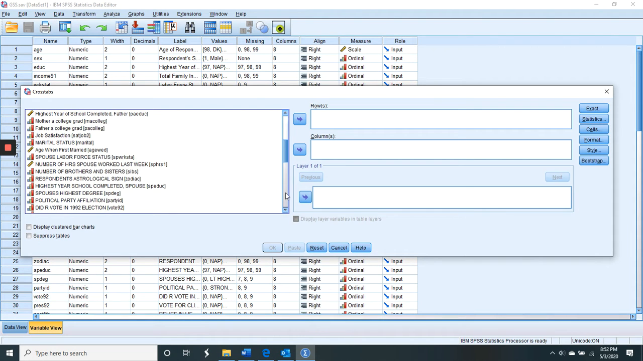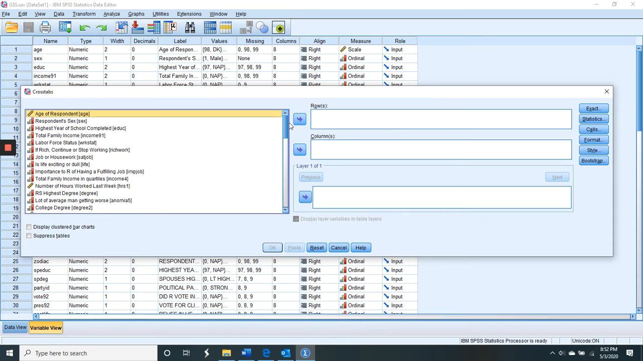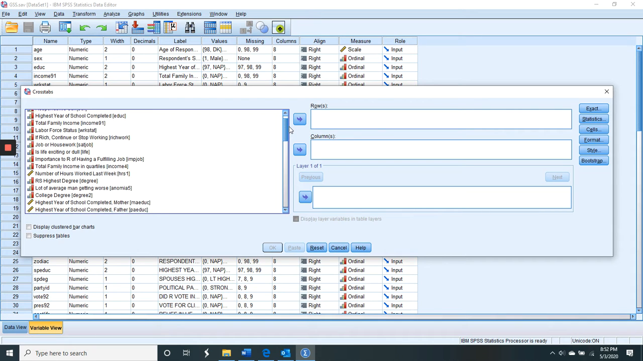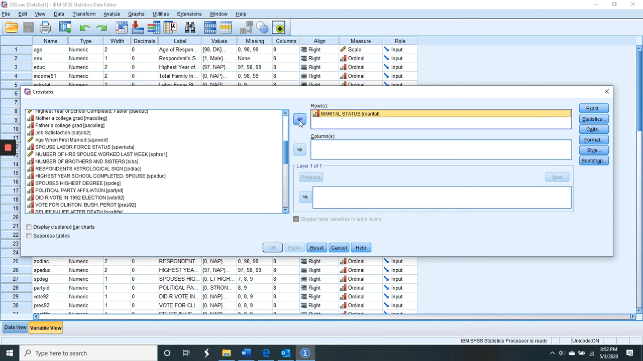That was up here. Just give me a second to find it. I think it's up there a bit more. There it is. It's kind of hidden. Marital status. So it's a categorical variable, a nominal variable. Then we have job satisfaction.